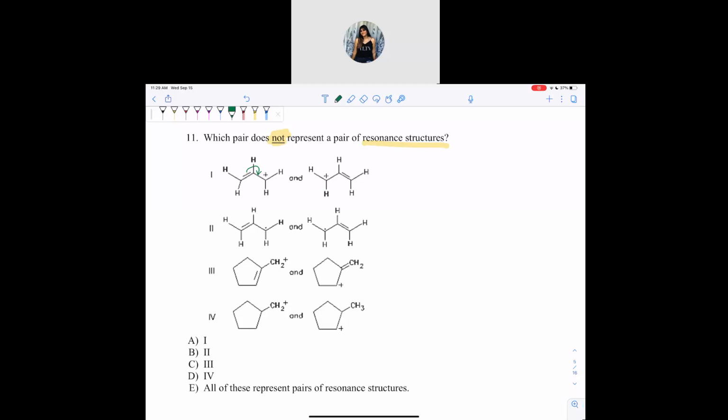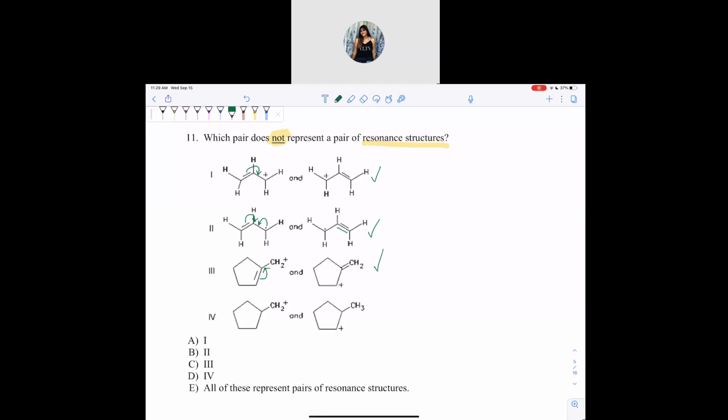Now, as far as our radical goes, we could have movement like this, where one electron from the double bond and one electron from the radical will form a new double bond here and leave one radical by itself on the other carbon. So both of these guys check out so far. All right, so this double bond could move here. And if we do that, we get rid of the plus charge here and we add it right here. So this does count as resonance.